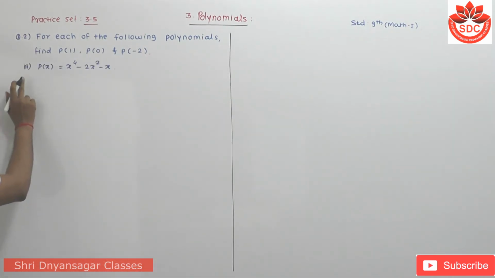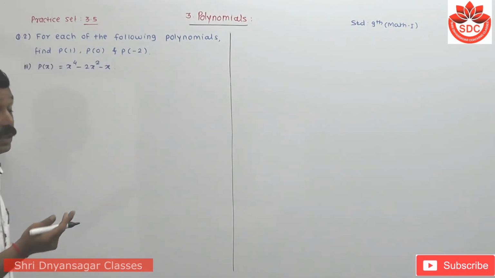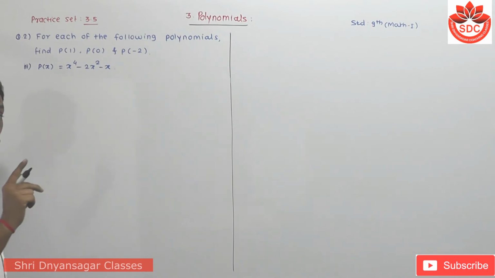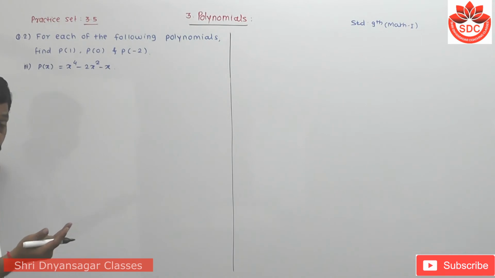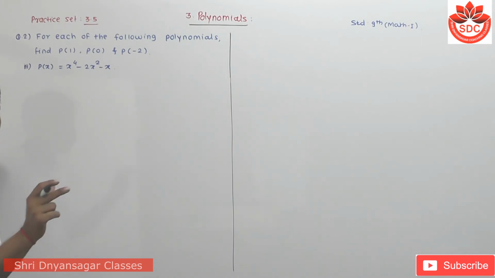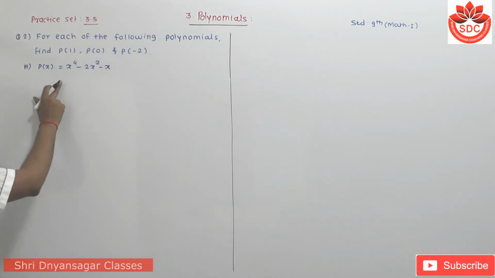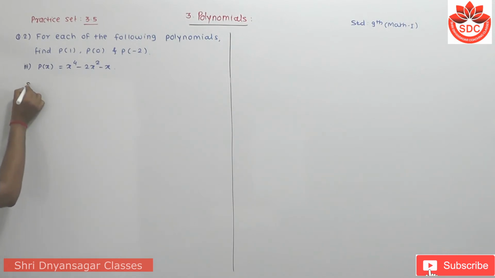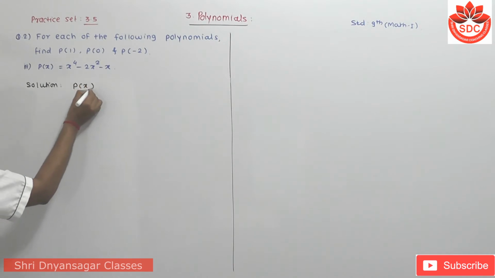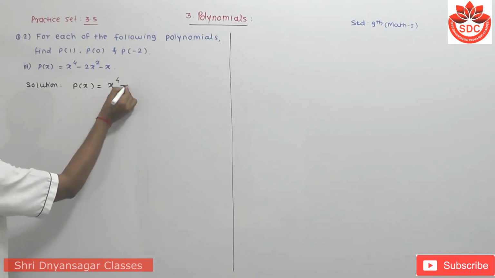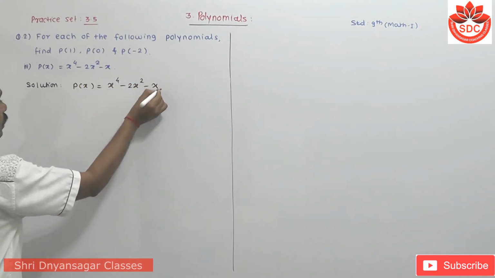Okay student, then there are three sub questions in question two. The second sub question is for your homework. I have taken the third one here, it is so simple. Its solution is: p of x is given here, x raised to 4 minus twice x square minus x.